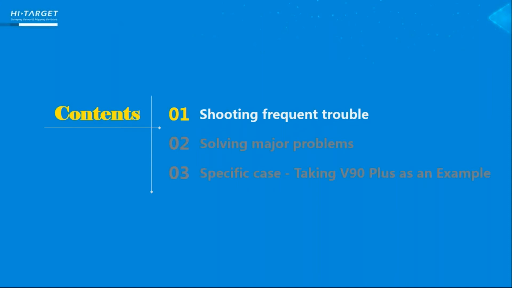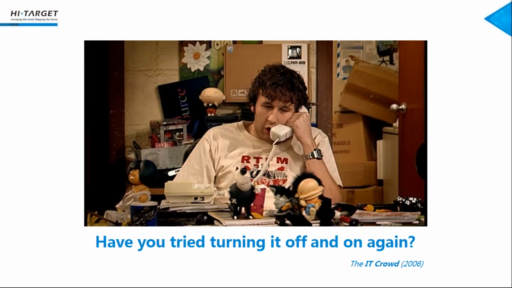Chapter 1: Shooting frequent trouble. Here is a screenshot from the British sitcom The IT Crowd, produced by Channel 4 in 2006. It tells us many funny stories between the manager, who knows nothing about IT, and her 2 geek employees in the IT department of a big company. The man in the picture is named Roy, and the line below is his catchphrase. He keeps saying this to people who meet some sort of IT problem: Have you tried to turn it off and on again?